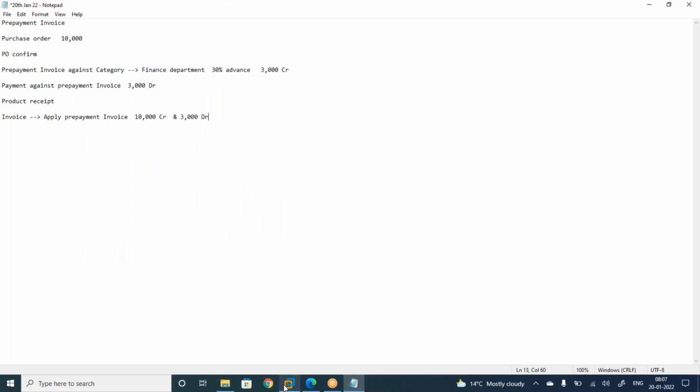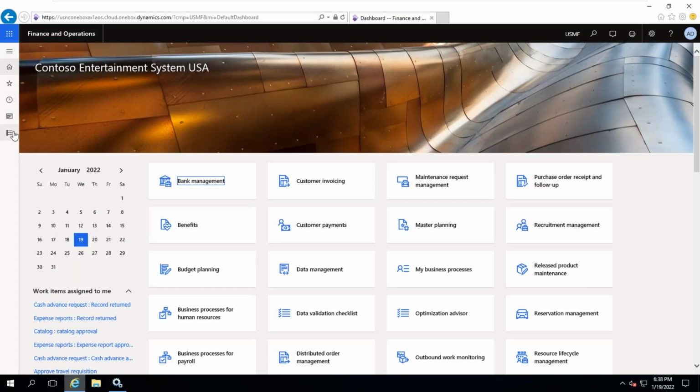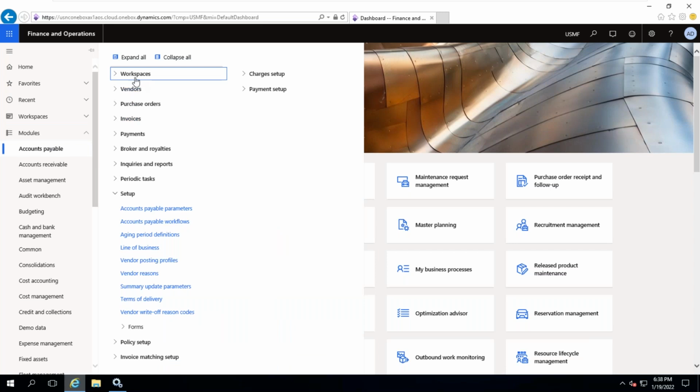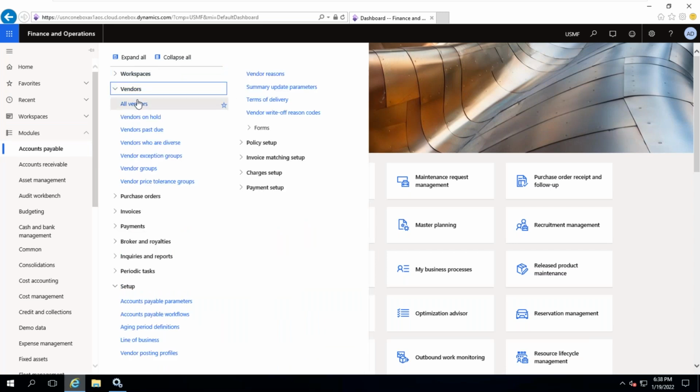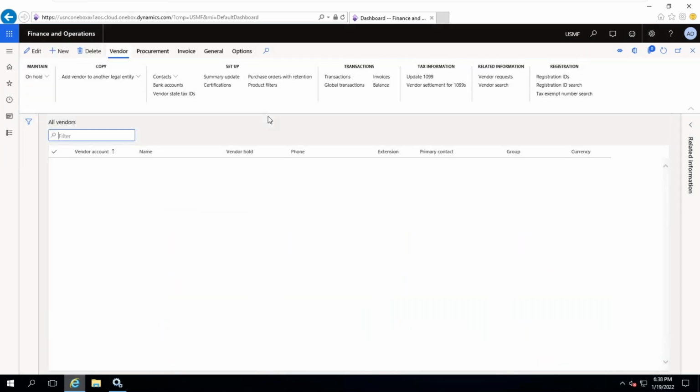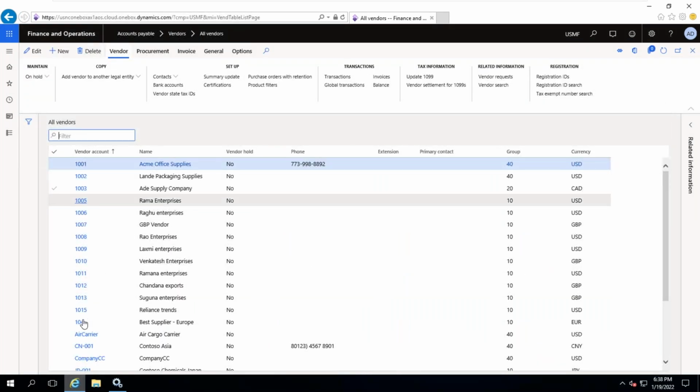Okay, let me create one purchase order in accounts payable. I will create one vendor and show you, so that you can understand easily with a clear picture. So 1015 is there, 1014 is a gap. Let me create 1014.